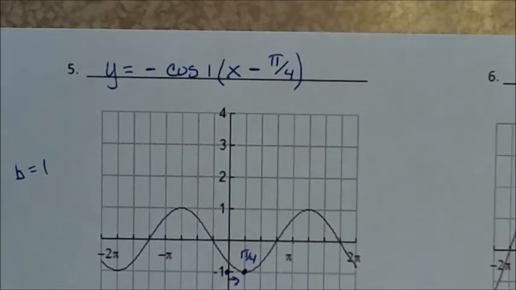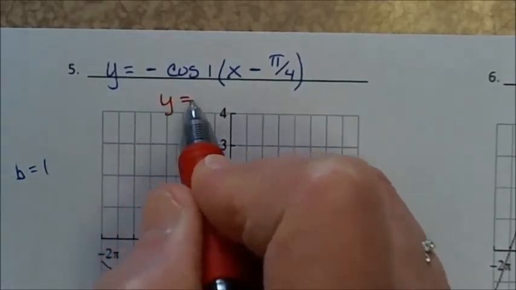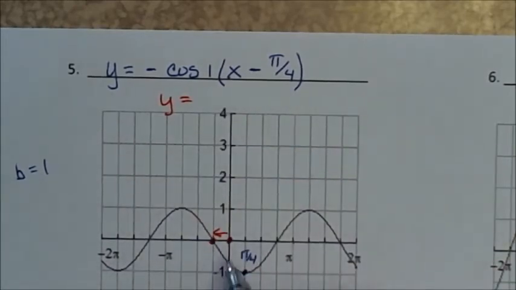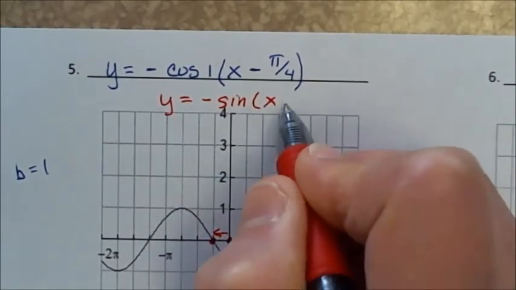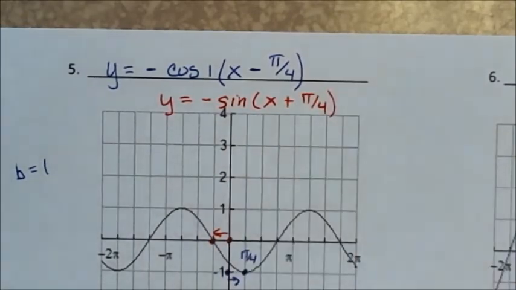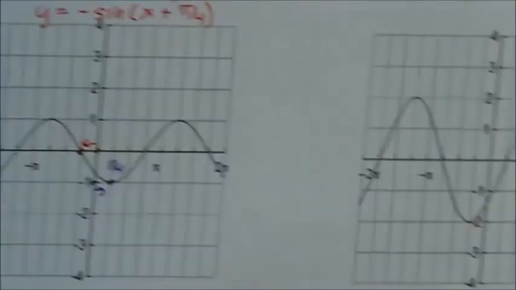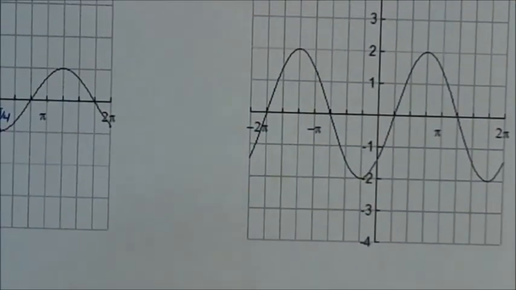Now as a sine curve, I'm looking at this point. Instead of starting here at the origin, it's been shifted in this direction. So it's been shifted to the left pi over 4. So as a sine curve, this is y equals negative sine parentheses x plus pi over 4. Not too bad then. All right, and number 6.